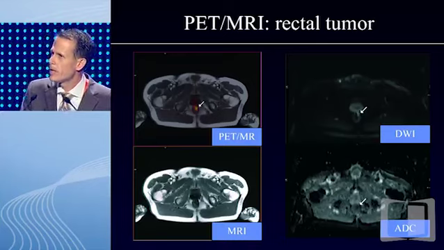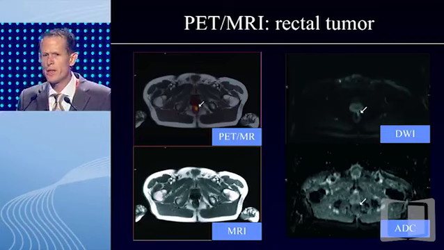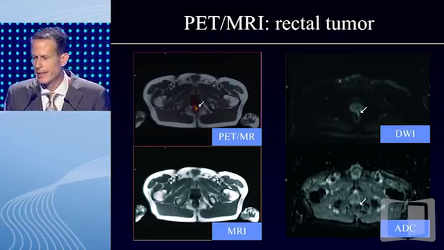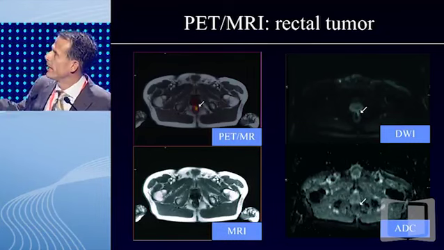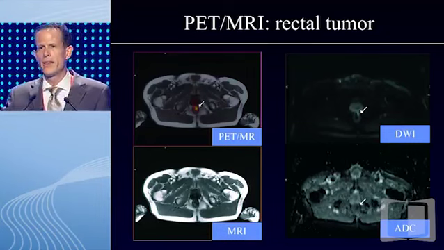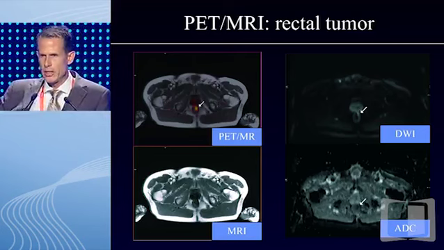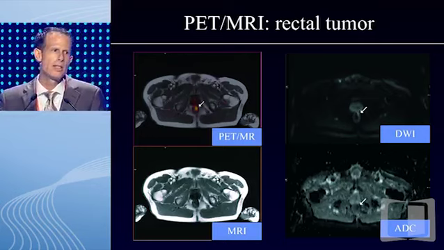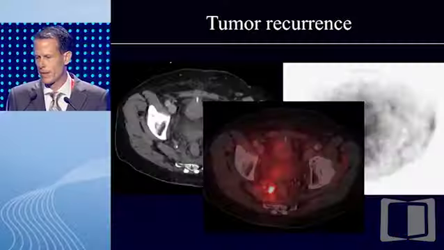This is a case I would like to share with you from our department. We are very lucky in Essen because we have such a PET MR scanner. And this is a rectal cancer. You nicely see the PET information on the image on the upper left, and all the morphology information plus DWI and everything put in one examination.